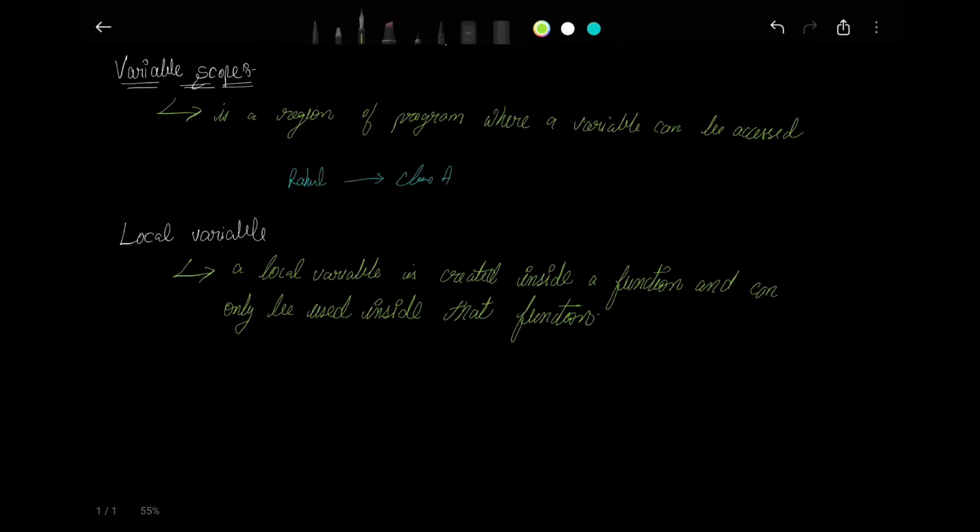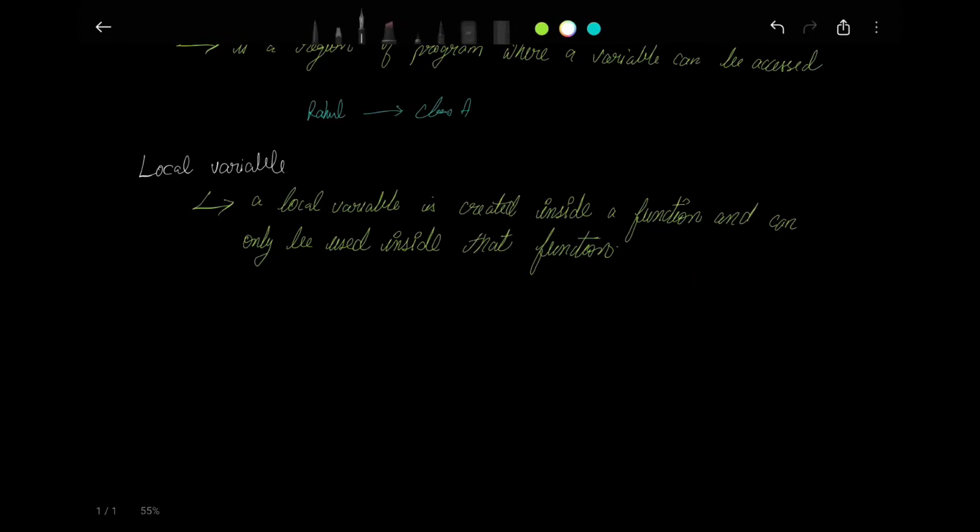Local means limited to one place. Once the function finishes, the local variable disappears. Every time a function runs, Python creates local variables. When the function ends, those variables are removed from the memory. After local variables, we have global variables.